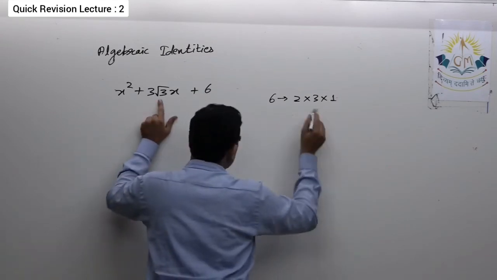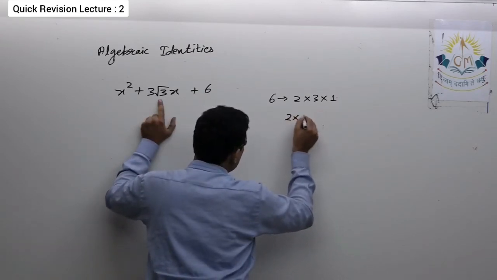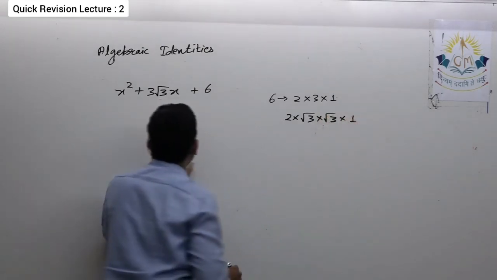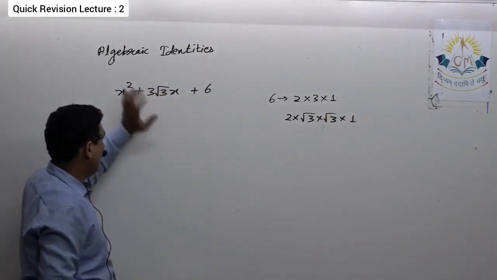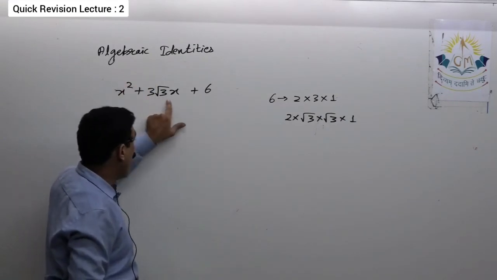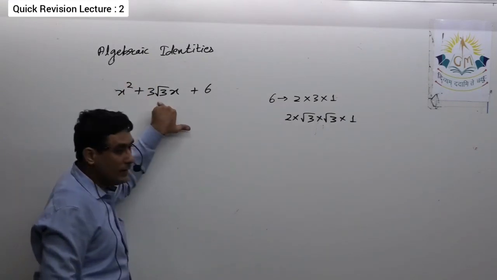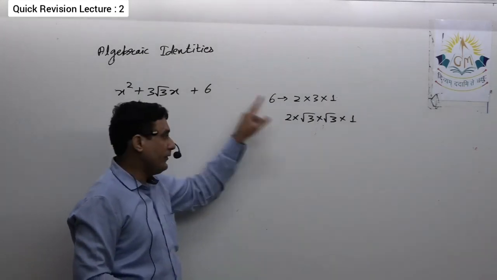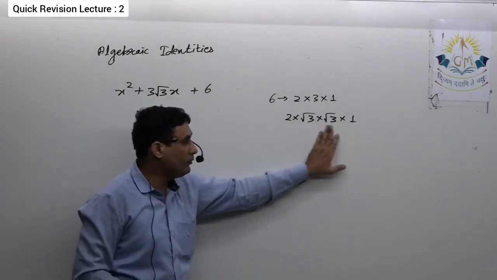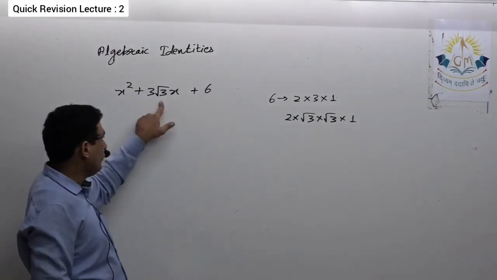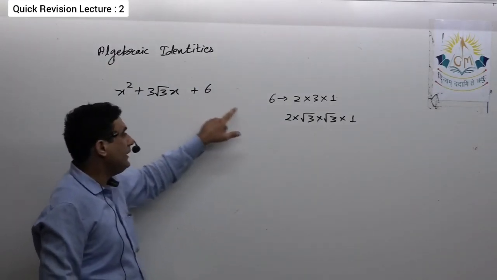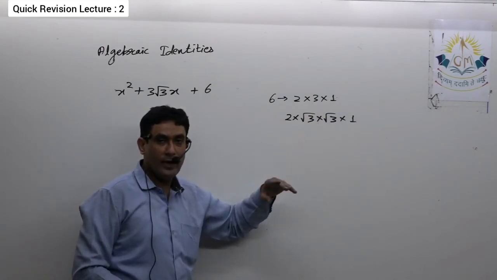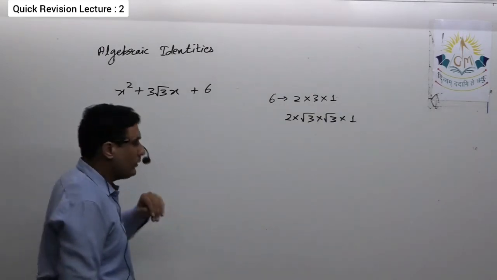Now there is root 3, so I will further factorize this, 2 into root 3 into root 3 into 1. Okay, keep that thing in your mind always, that if you have here the term root 3, definitely you will get one of the factors as 3, so that you can factorize it further in the form of root 3 and root 3. If you have root 7 over here, definitely you will get one of the factors as 7, so that you can factorize it further as root 7 and root 7.